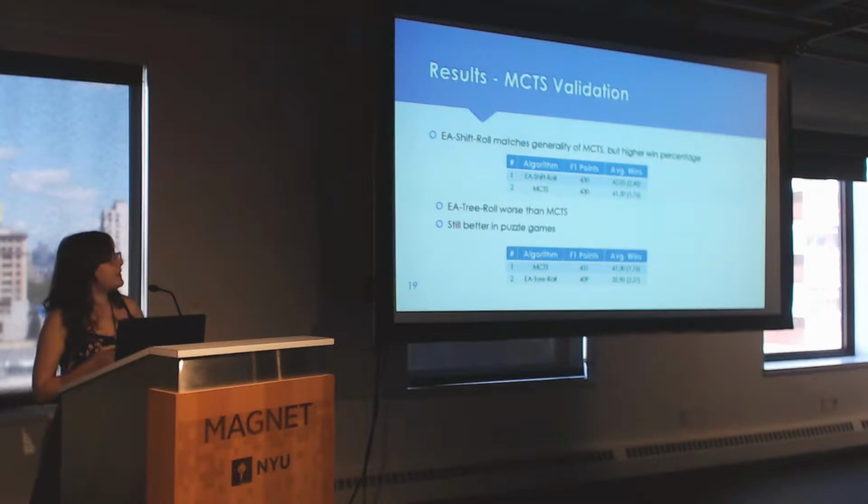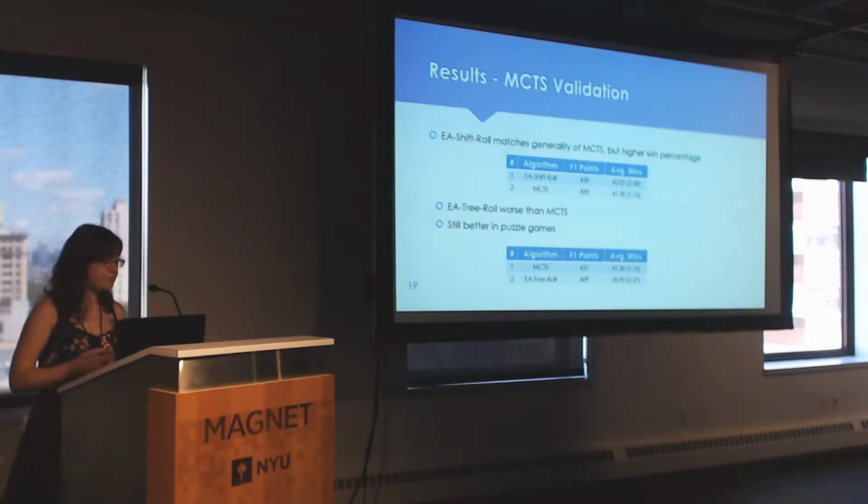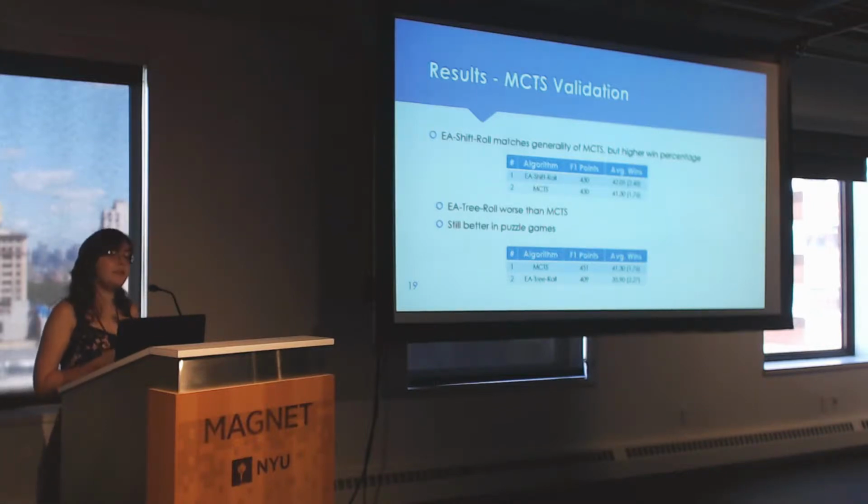And then we looked at the algorithm most similar to MCTS, which is EA tree roll, the one that keeps the statistical tree, as well as doing the simulations at the end of the individuals. And this turned out to actually be significantly worse than MCTS, but it still is better in puzzle games.